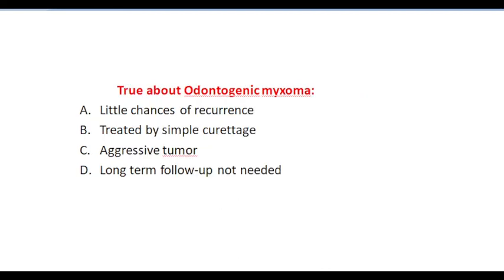True about odontogenic myxoma: it is an aggressive tumor. Option number C is correct. There are many chances of recurrence. It can be as high as 25%. So option number A is wrong. Is not treated by simple curettage, again option number B is wrong. Long-term follow-up is needed, so option number D is wrong. It is an aggressive tumor.